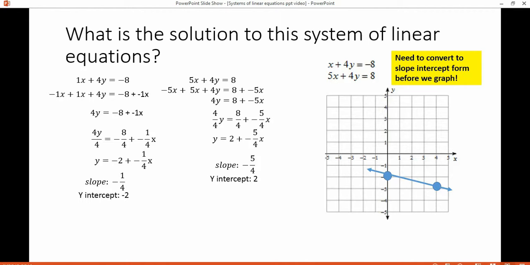My slope is negative 5 over 4. My y-intercept is positive 2. I'm going to put a dot on positive 2. And then I'm going to go down 5: 1, 2, 3, 4, 5, and over 4: 1, 2, 3, 4. My dot goes right there. That's my equation for my line. I can very clearly see that the two lines meet up right there. And the coordinates for that point where the two lines intersect, my solution to my system of linear equations, is 4, -3.